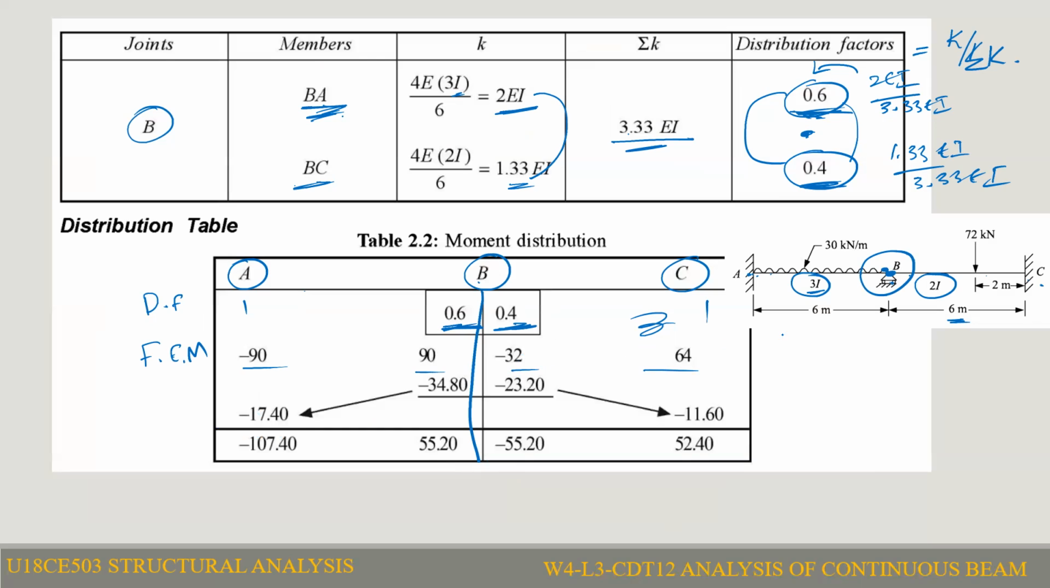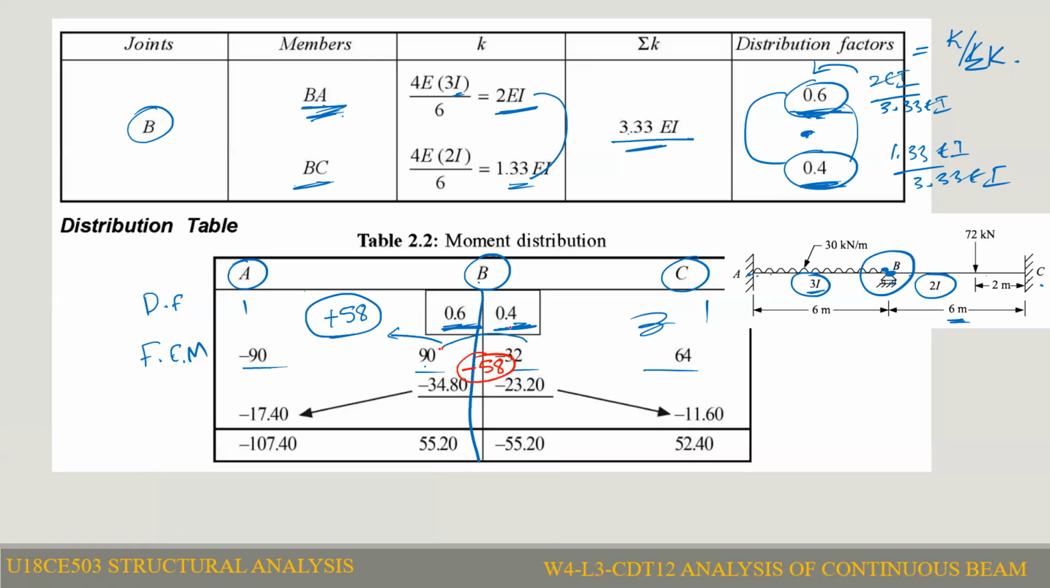If you observe, at joint B, according to the joint equilibrium equation, the summation of moments at the joint must be equal to 0. Here we have plus 90 minus 32, so there will be some unbalanced moment. That unbalanced moment we need to balance. So we calculate it: plus 90 minus 32 is plus 58. Plus 58 kilonewton meter is the unbalanced moment. To balance this 58 kilonewton meter, we need to apply an additional moment of minus 58 kilonewton meter at the joint B.